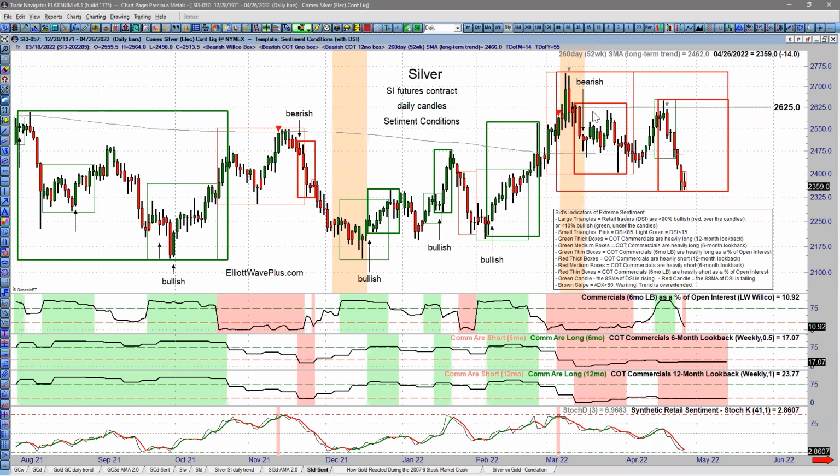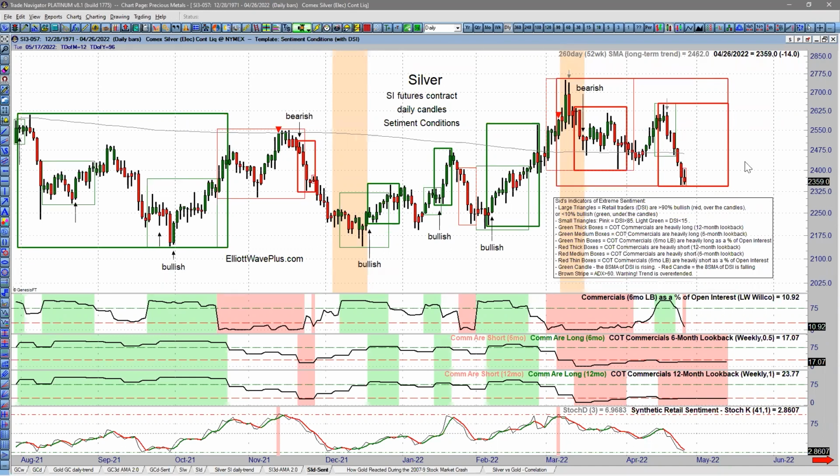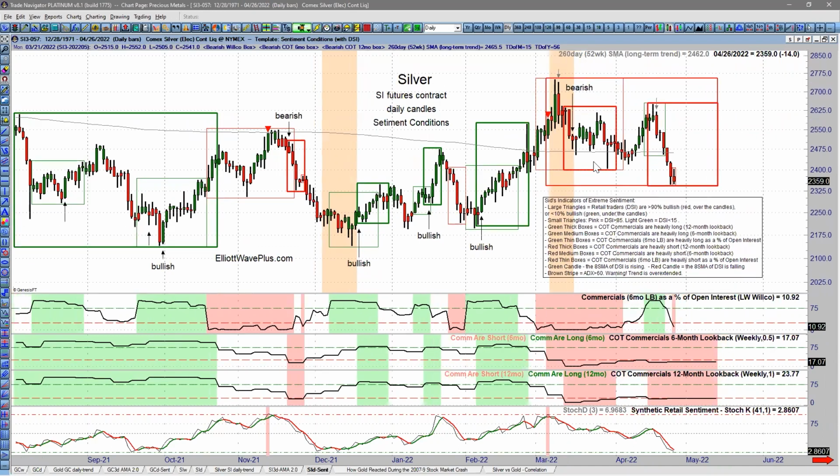Well, the gold has spent 99% of its time underneath that line over the last couple of months, and now it's really heading lower. So the one thing I will show you, look at my synthetic retail sentiment. It's already down pretty low.